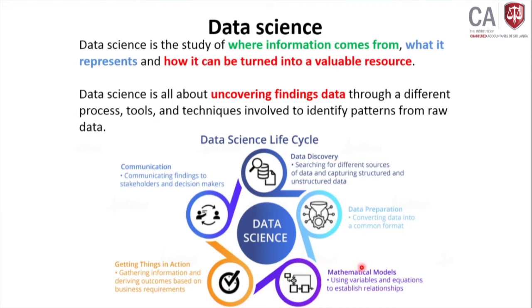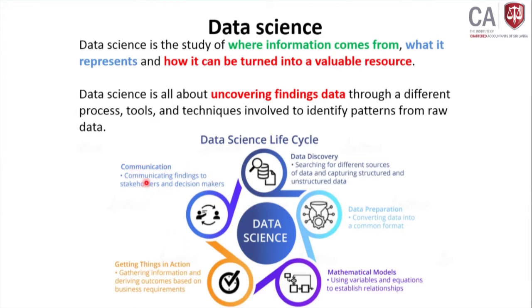Likewise, when you are purchasing some liquor from a liquor shop, there is a relation with Coca-Cola and soda. So, there is a correlation. They tend to buy that. So, in mathematical modeling, those equations and those relationships have to be established. Getting things in action: gathering information and deriving outcomes based on business requirements. So they know what the requirement is, right? They do the things and take it as action.